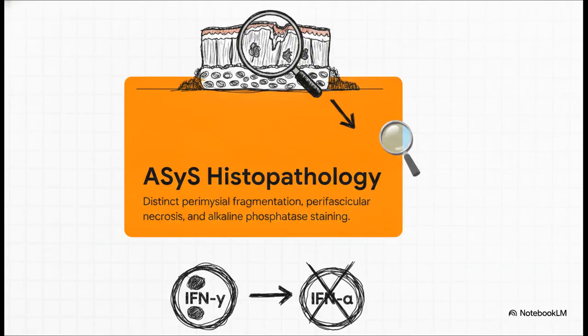Under the microscope, ASyS completely reveals its unique identity. Unlike the perifascicular atrophy we saw back in classic dermatomyositis, ASyS actually shows perifascicular necrosis. And even more distinct than that is the damage to the perimysium, that's the connective tissue surrounding the muscle fascicles. You are going to see perimysial fragmentation and a highly specific alkaline phosphatase staining. It's also driven much more by gamma interferon than type 1 interferon, making it pathologically entirely distinct from DM.